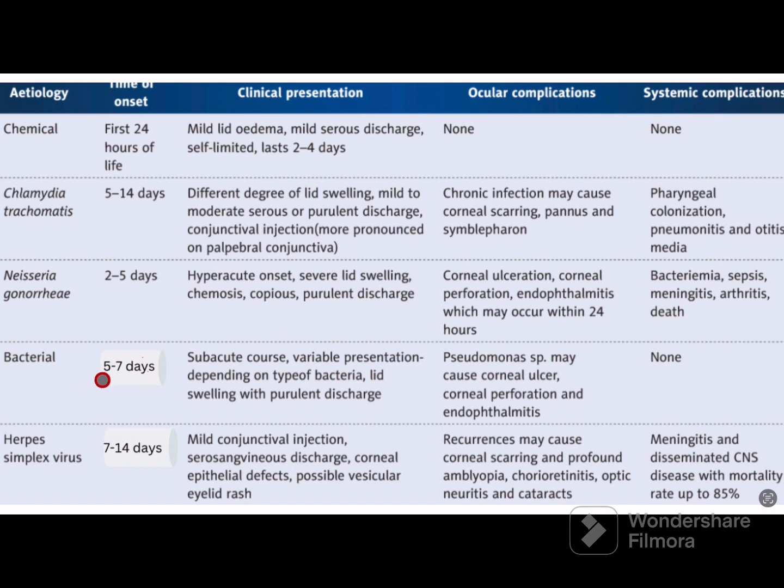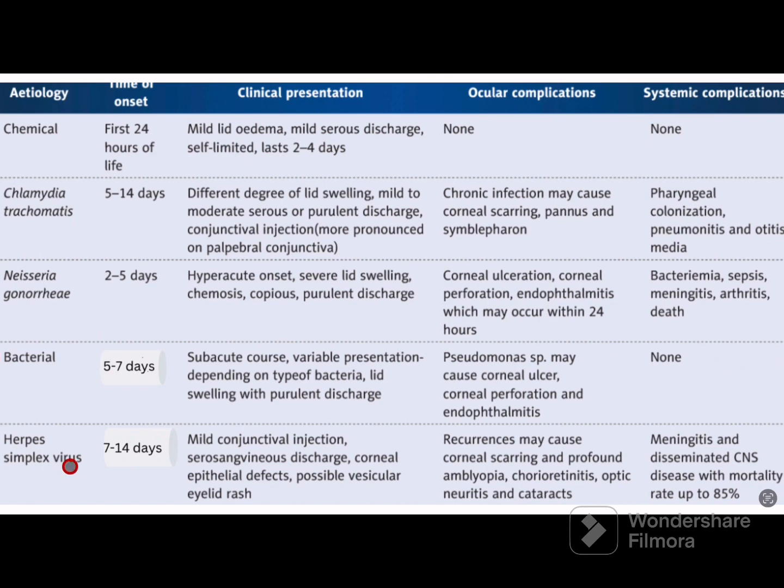How about other bacteria like staph and strepto? The incubation period will be 5 to 7 days. It is a subacute course, with variable presentation depending on the type of bacteria, whether it is staph or strepto. There will be lid swelling with purulent discharge. Now, how about ocular complications? Apart from staph and strepto, if it is the Pseudomonas species, it causes corneal ulcer, corneal perforation, and endophthalmitis. It won't have any systemic complication.